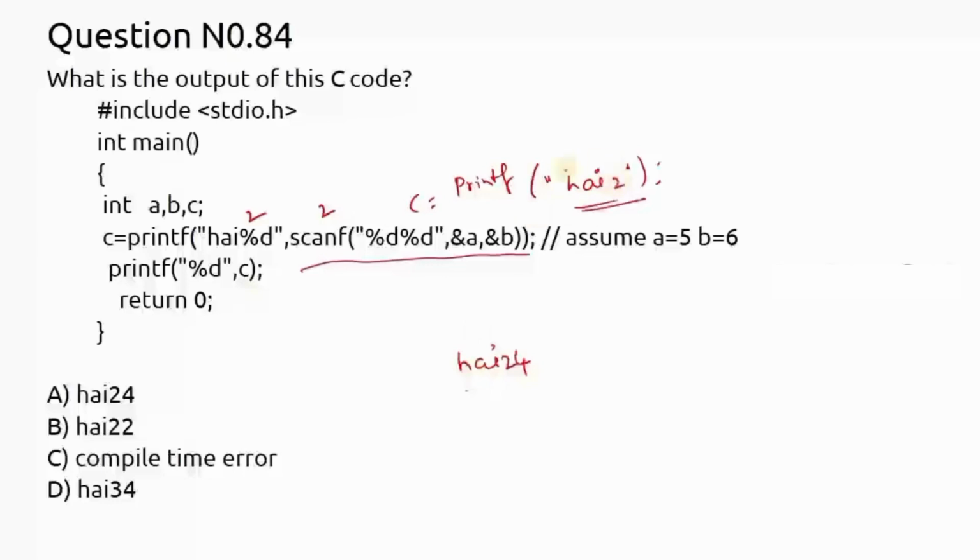First it has to take "hi 2" to be printed, then 4 will be printed. So the answer is "hi 2 4", this A option is the correct answer.